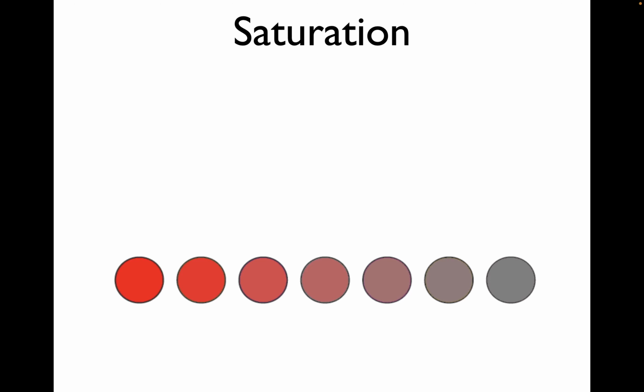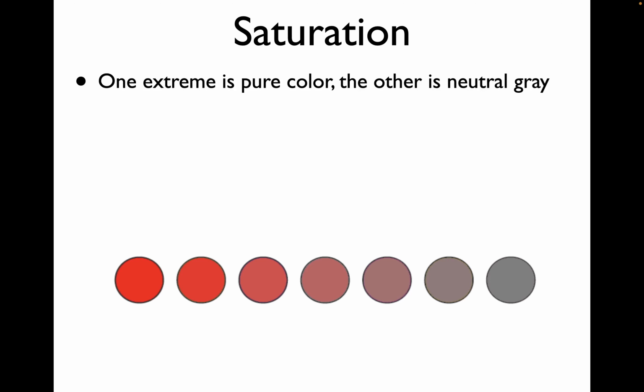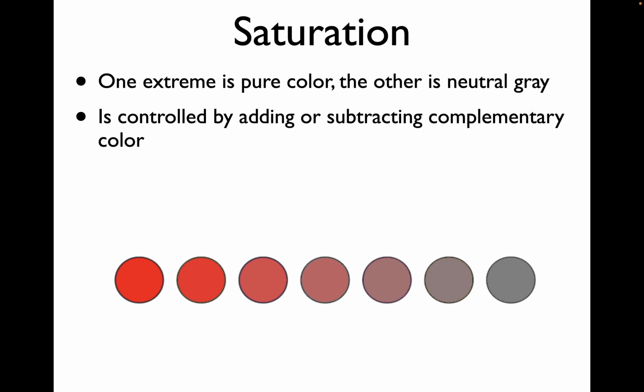Intensity. Some people would say purity. Intensity is possibly a part of it. It's a slightly less imperfect word, but anyway, what we can say is about the range. So at one extreme, we have a pure color. At the other extreme, we have a neutral gray. So it is controlled by adding or subtracting the complementary color.